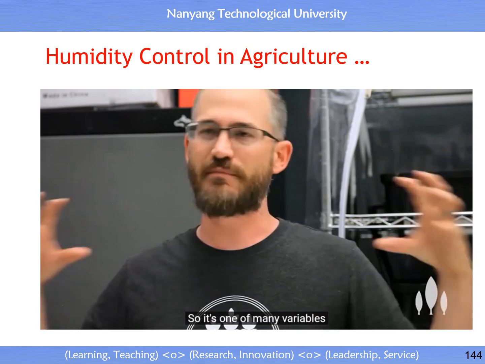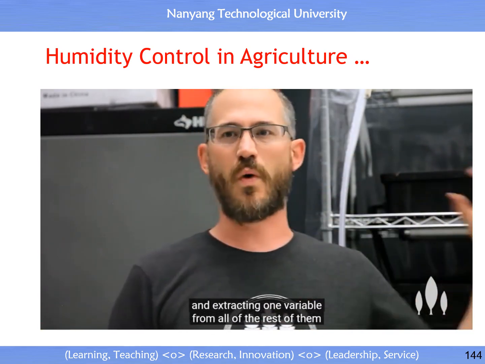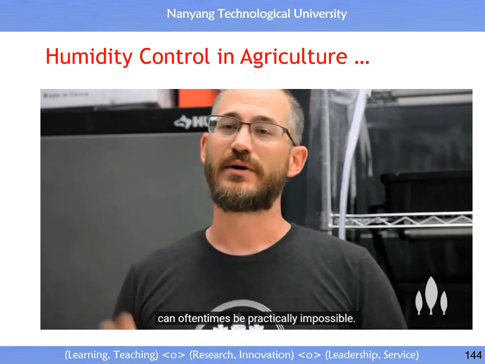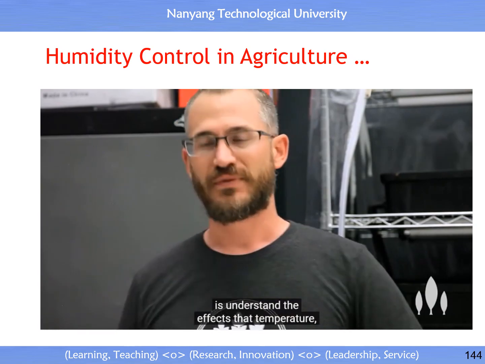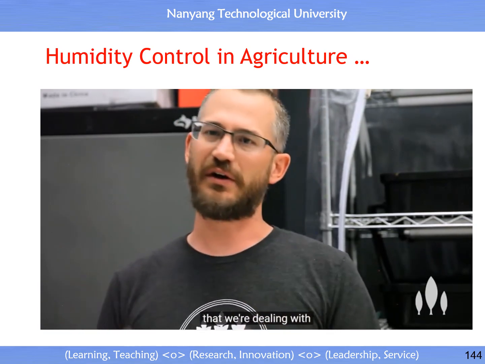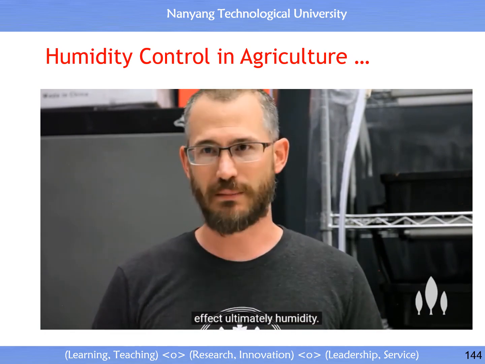So it's one of many variables that kind of interact in this very complicated matrix, and extracting one variable from all of the rest of them can oftentimes be practically impossible. So what it's important to do is understand the effects that temperature, that darkness, that light, that all of these different variables that we're dealing with in our growing environment, understanding how all of those things affect, ultimately, humidity.